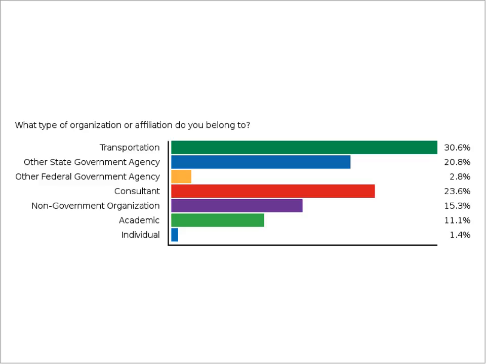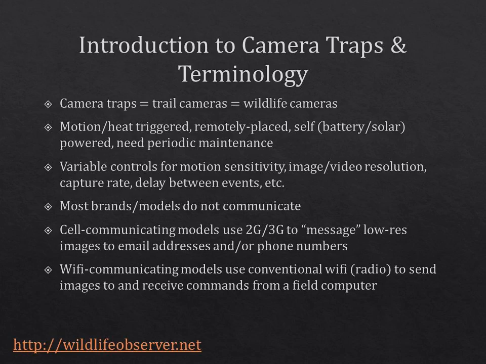So I'm going to talk about camera trap terminology and some uses that are made of camera traps. First of all, when I use the term camera trap, it's the same as trail camera or wildlife camera. I might use any one of those terms, and they basically refer to the same instrument type. These cameras are usually motion and heat triggered. They're remotely placed, so they're far away from people and support usually. They're usually battery and or solar powered, and they usually need periodic maintenance, including recovering the SD card to get the pictures from it.